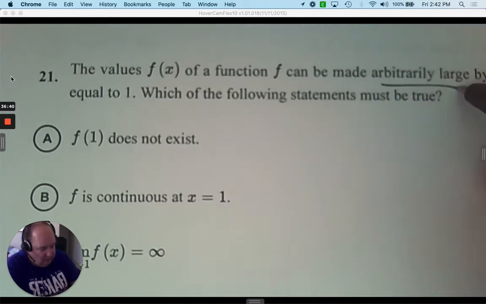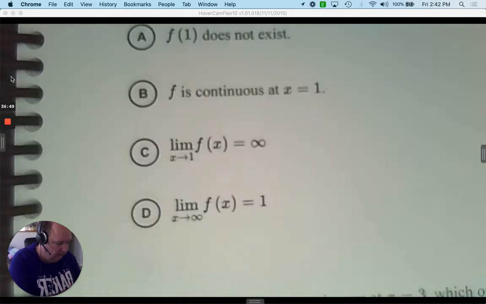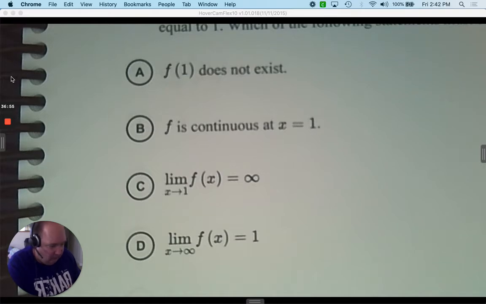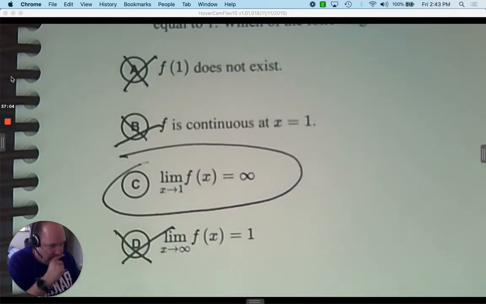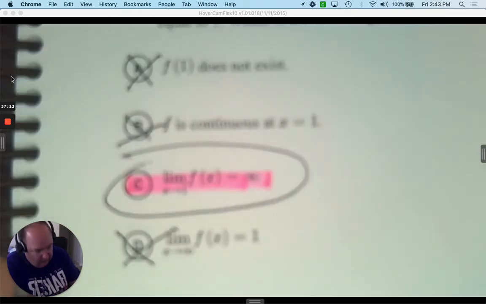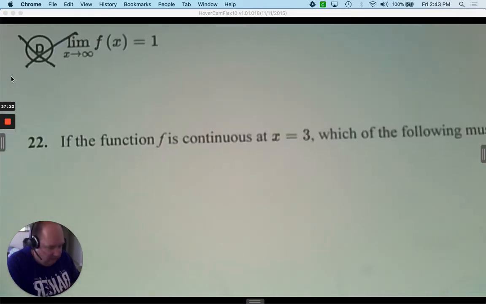So if it's arbitrarily large, it's saying as you approach 1, the answer is arbitrarily large. So which one describes that situation? As x approaches 1, the answer is arbitrarily large. So as x approaches 1, the function can be made arbitrarily large by taking x sufficiently close to 1, but not equal to 1. So this is the answer here. So it gets larger and larger and larger as x approaches 1, but not equal to 1 because it wouldn't exist then. 22. The function f is continuous at x equals 3.